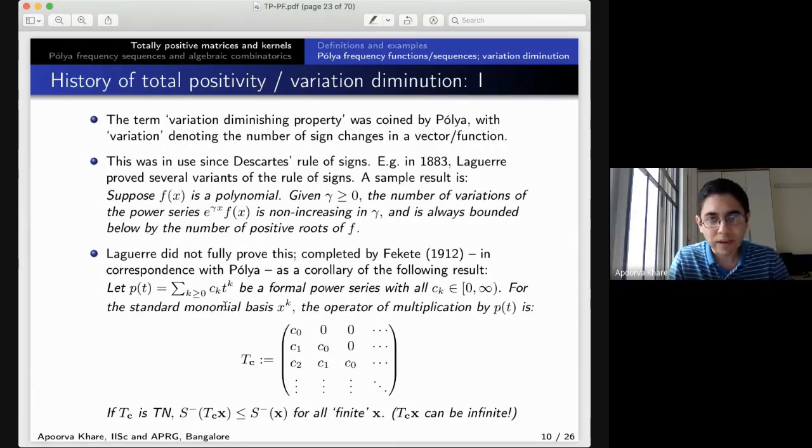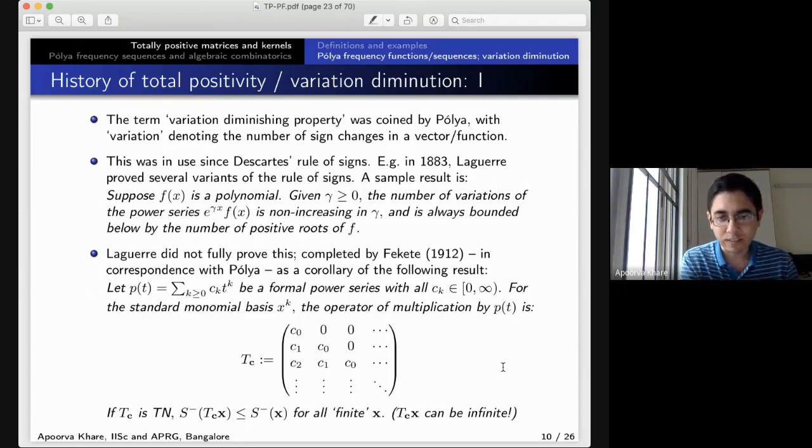So with respect to the standard monomial basis, if you multiply 1, x, x squared, x cubed, x fourth, and so on, this infinite vector, by P of t, then this is the matrix of the linear transformation with respect to the standard basis. You can just get that very easily. For example, multiplying by 1 gives you the first column, C0 plus C1x plus C2x squared. Multiplying by x gives you the second column, 0 plus C0x plus C1x squared, and so on and so on.